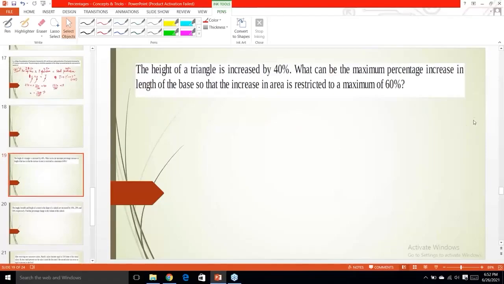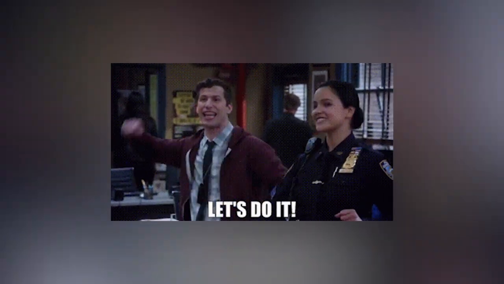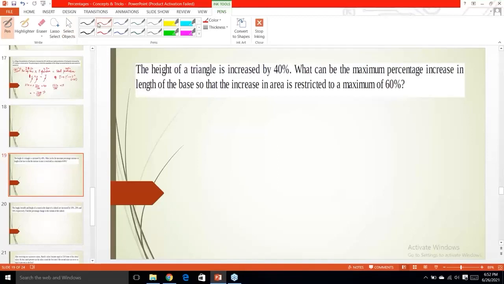Okay. Let's do this. This is one application in geometry, right? Height of a triangle is increased by 40%. What can be the percentage increase in the length of the base so that the area is restricted to a maximum of 60%, right? So L into B, right? Half is not important here. Half into actually B into H is area. So it is again a question on successive change, right?